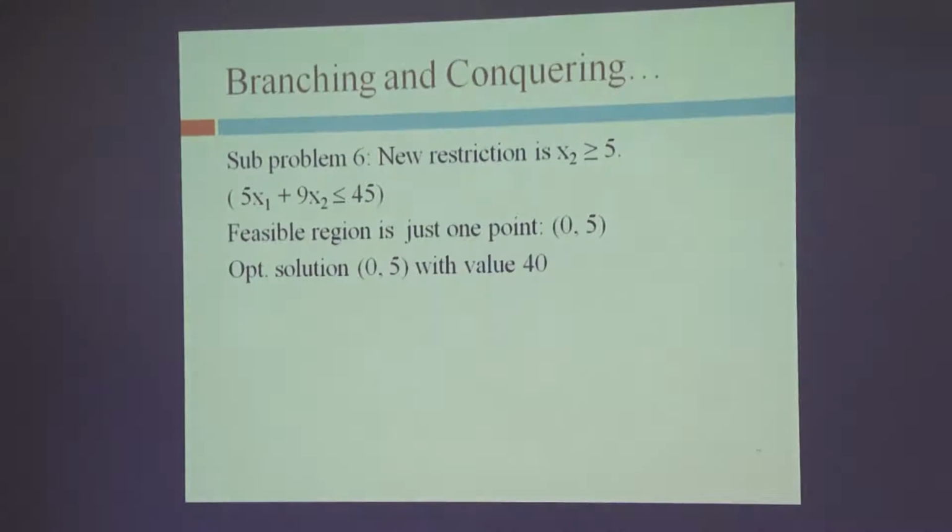So this is feasible, just 1 point. x2 greater than or equal to 5 அப்படின்னு வந்துச்சுன்னா x1 has to be 0 because it is constrained. So ஒரு feasible region one line, another feasible region is just a point. And the optimal solution is value 40. So you got an integral solution.